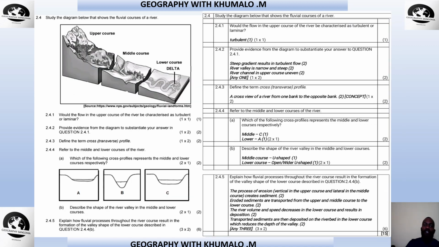Then we go to 2.4. 2.4 was based on a fluvial course, which is a river profile there. It shows us a certain river profile. So you can see there the upper course, the middle course, and the lower course.